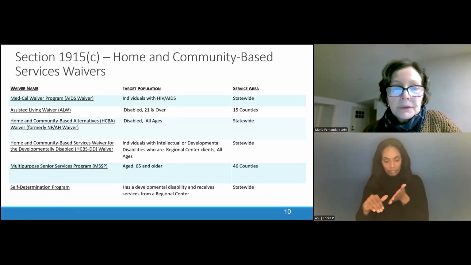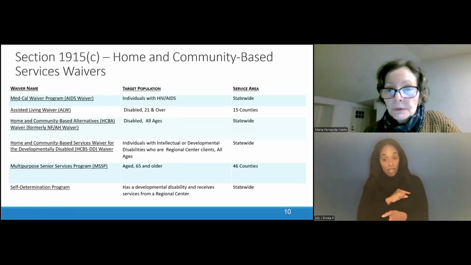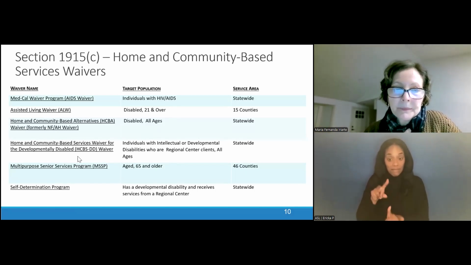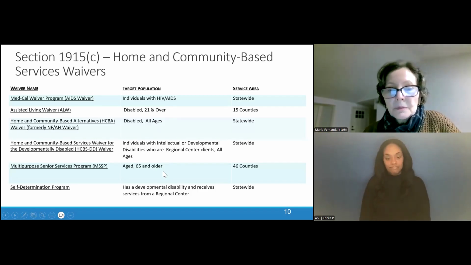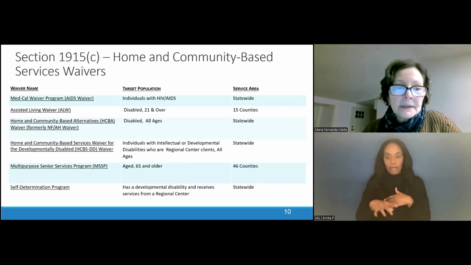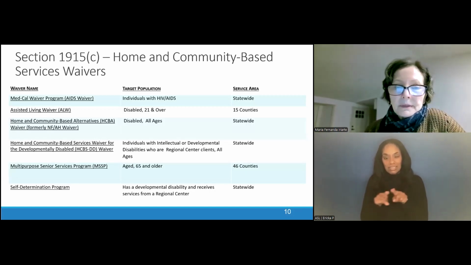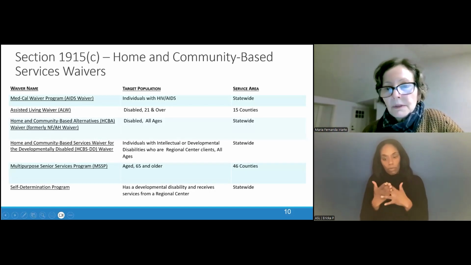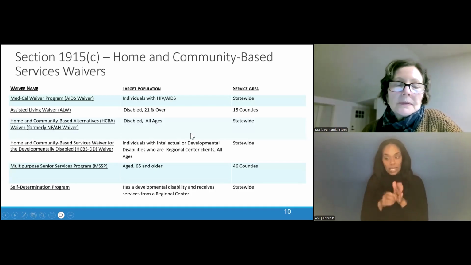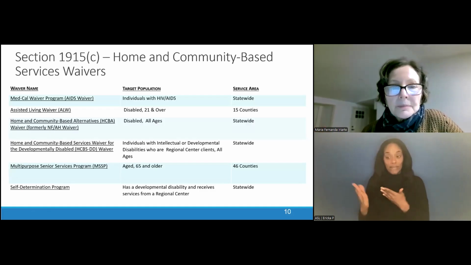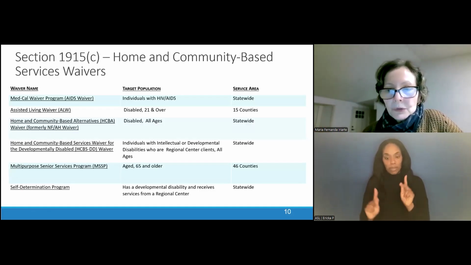To qualify for the DD waiver, you do have to be a consumer of the regional center. So if I'm not a consumer of the regional center, I cannot apply for the DD waiver. The MSSP waiver is for people age 65 or older, available in 46 counties. And the self-determination waiver is also a waiver that's available through the regional center, and it's available statewide. So you can see how these waivers serve subpopulations of people with extra services.